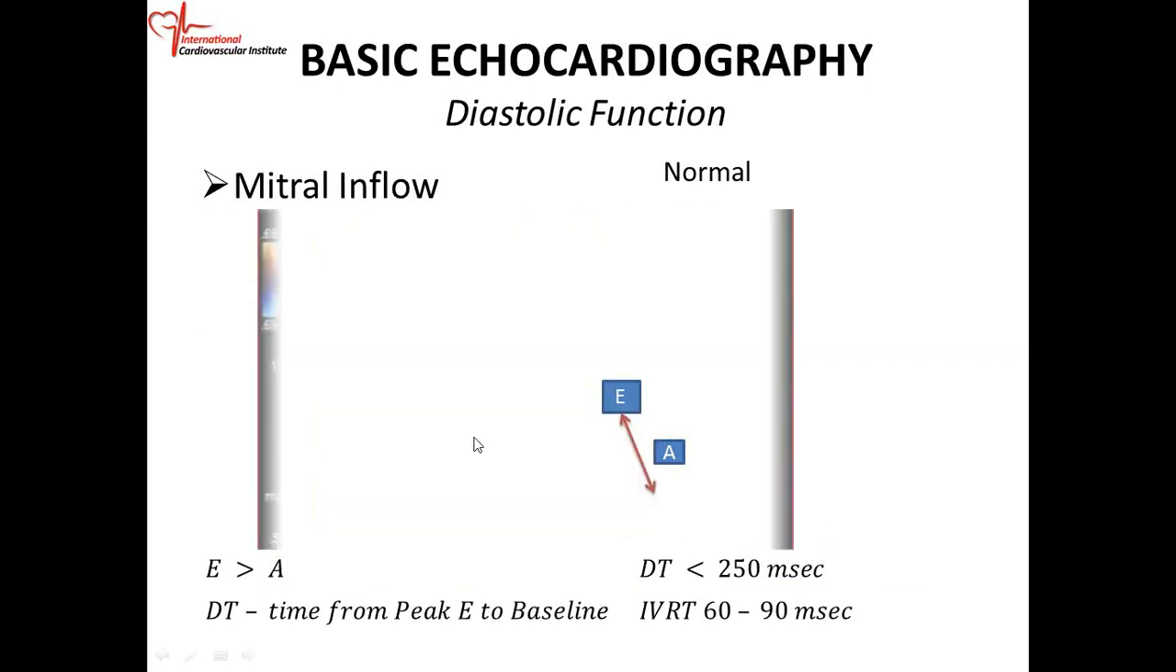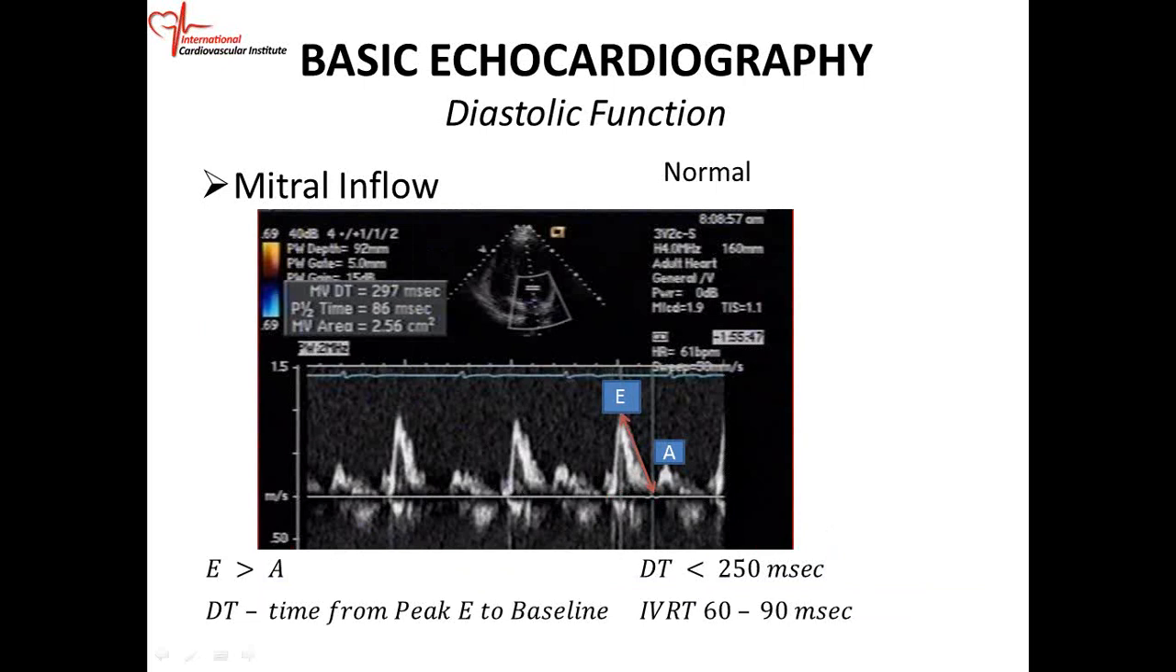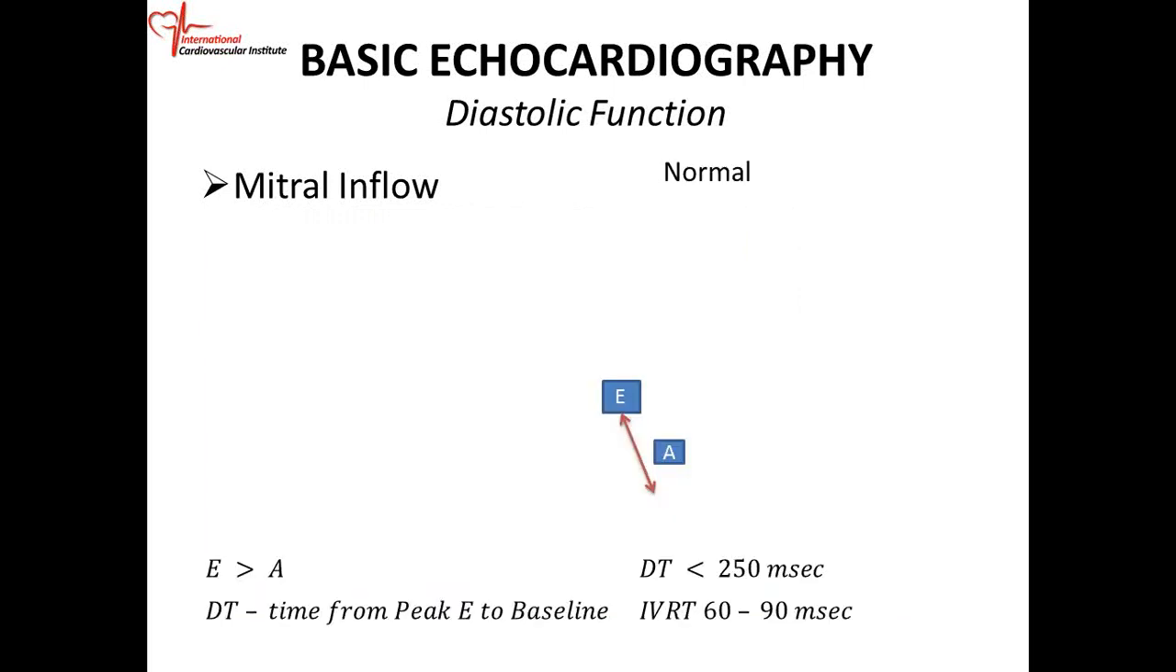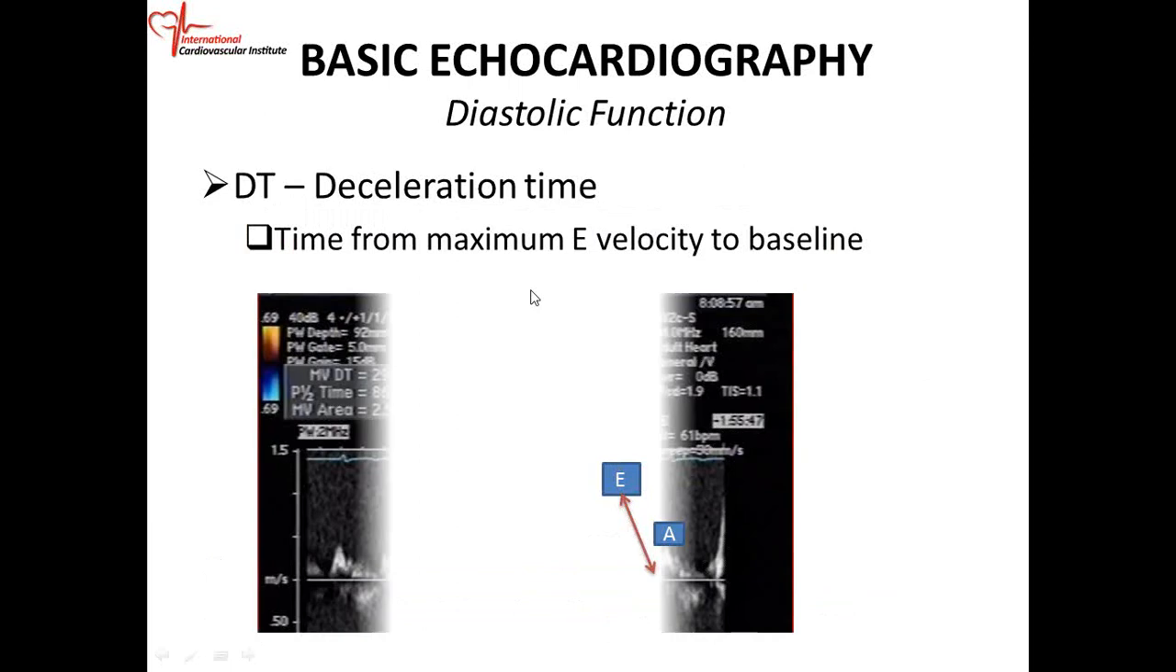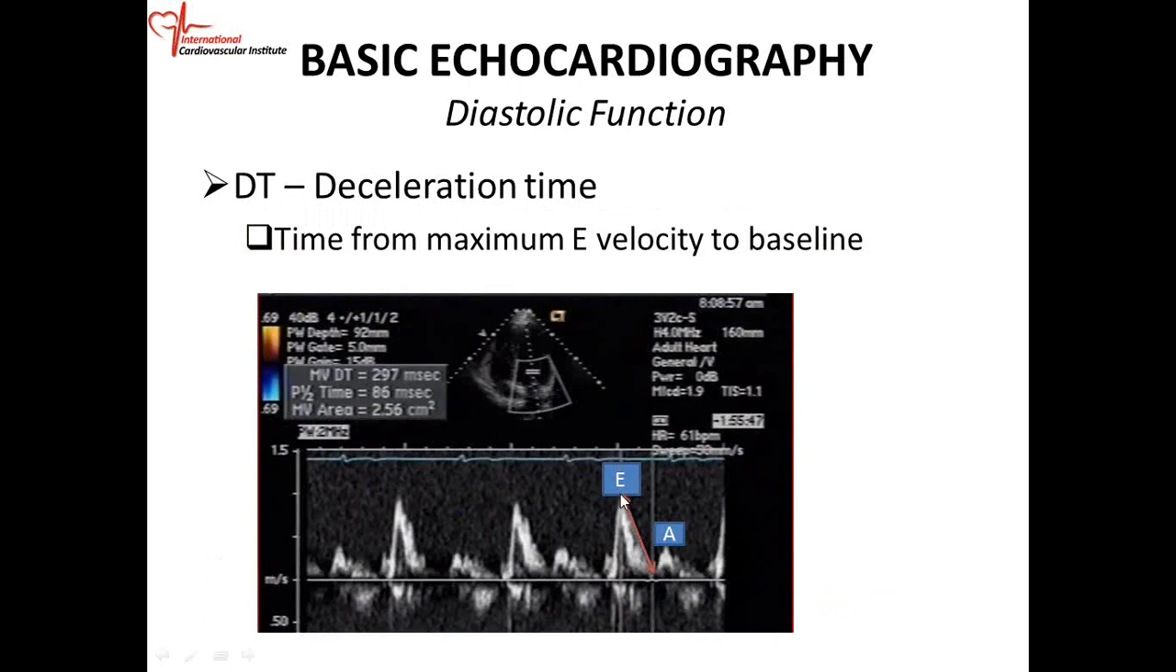So in actuality, you get this. This is your two-dimensional echo on top. Your cursor is across the mitral valve. Sample volume is at the tip of the leaflet. Okay, so you have your E velocity and your A velocity. Your ECG is on top. Systole is from the beginning of the QRS to the end of the T wave. Diastole is from the end of the T wave to the QRS.